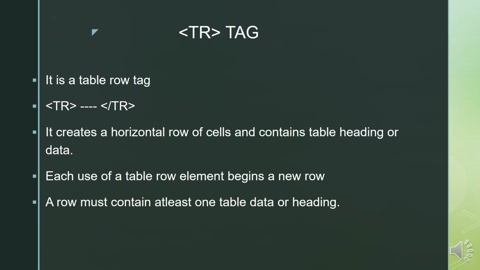The next component which forms your table is row. The TR tag is used to create a table row. TR is again a container tag, because inside TR you will have the cells which you will create in the row. It creates a horizontal row of cells and contains table heading or table data. Each use of the table row element begins a new row in the table. A row must contain at least one table data or table heading element.